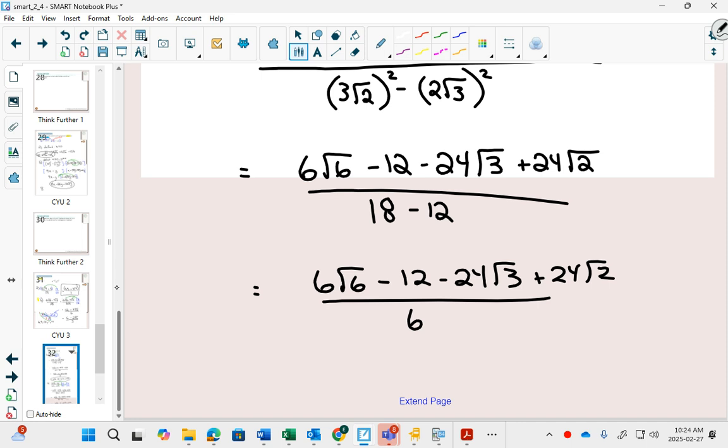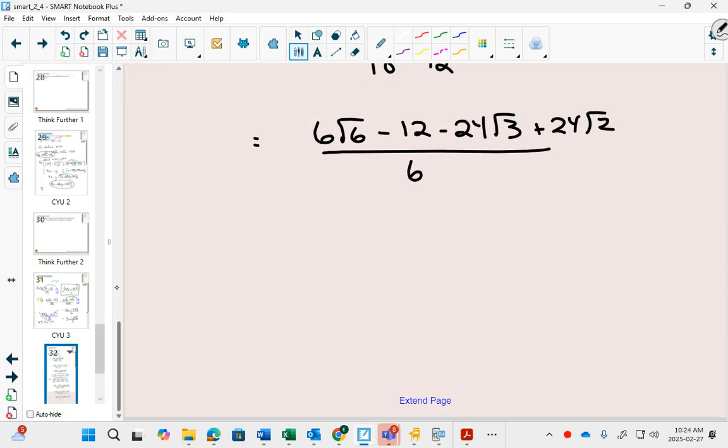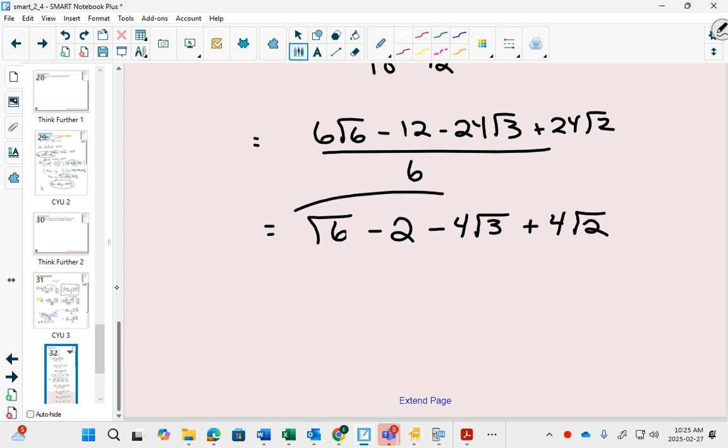Is there anything that divides all of them on the top that also divides the number on the bottom? They all divide by 6. Works so perfectly. That would get rid of the bottom altogether. So if I divide everything by 6, I'm going to get root 6 minus 2 minus 4 root 3 plus 4 root 2. And here's my final answer. In lowest terms, everything simplified.